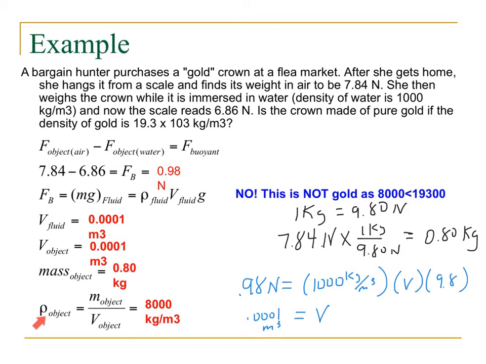Now, to get the density of our crown, we take our mass divided by volume. So we would take our 0.80 kilograms divided by our volume of 0.0001 meters cubed. And so we would get a density of 8,000 kilograms per meter cubed. Now we'll notice that this right here does not equal the density of gold, therefore the crown is not gold.